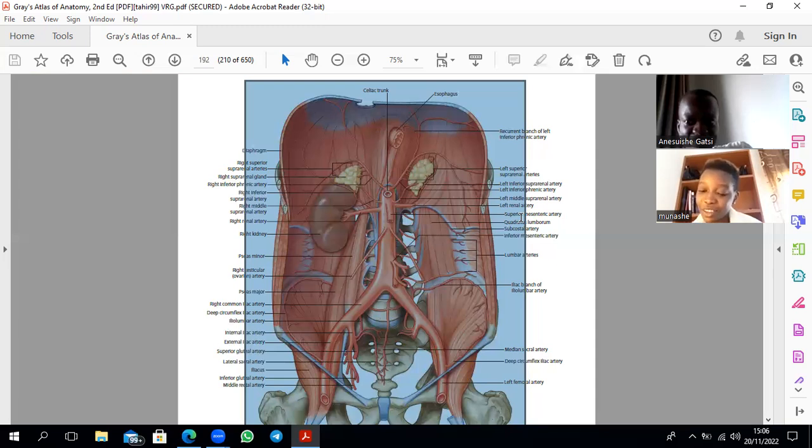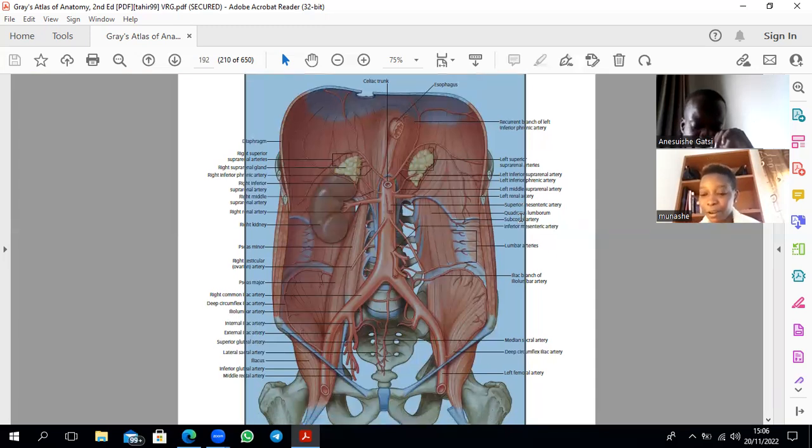Okay, sorry. So the inferior phrenic artery, it supplies the diaphragm and also the what? Adrenal gland. Or you can call it suprarenal gland.